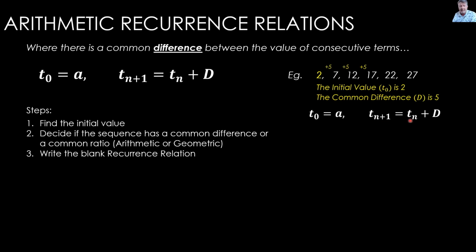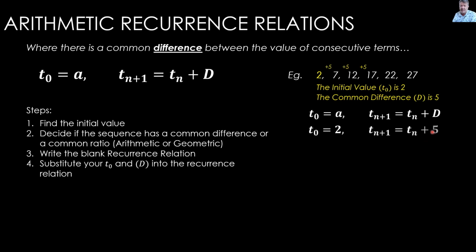Once you've written the blank, it's easy. All you're doing is substituting your T0 and your D into it. So T0 equals 2. And the Tn plus 1 equals the current value plus the common difference, which is D equals 5. Done. Please write the blank. Yes, I know it's an extra line in your book, but please write the blank.